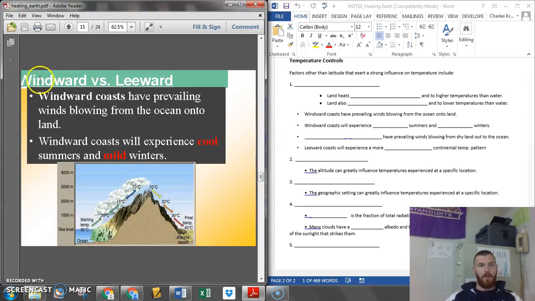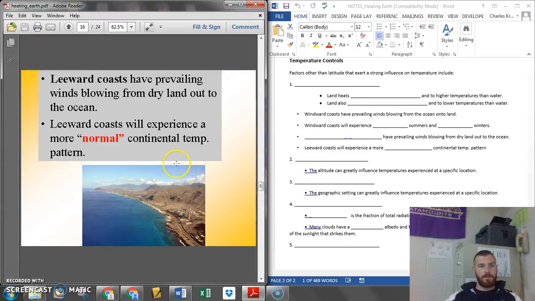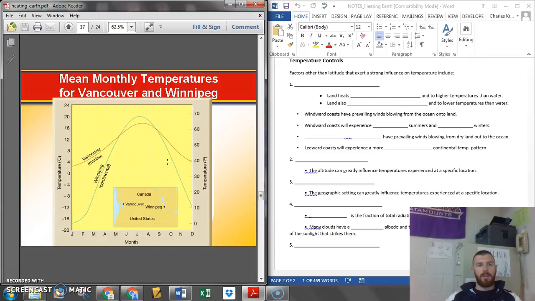We can talk about windward versus leeward coasts here, which have prevailing winds blowing across the ocean. Windward coasts will experience cool summers and mild winters, versus leeward coasts that have prevailing winds blowing from dry land, and they'll experience a more normal continental pattern here. You can see that here.